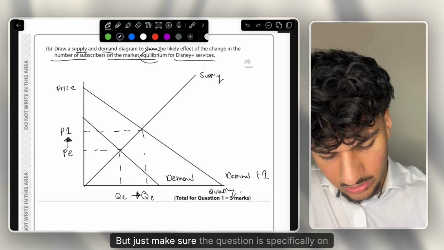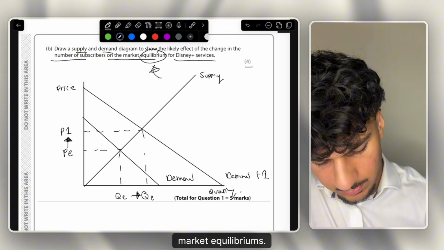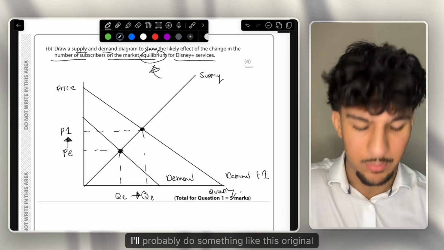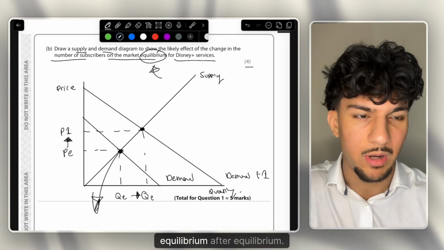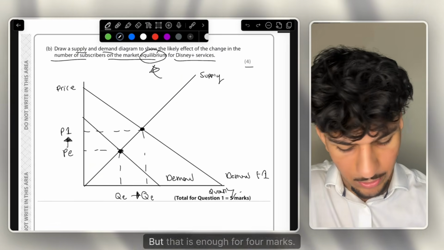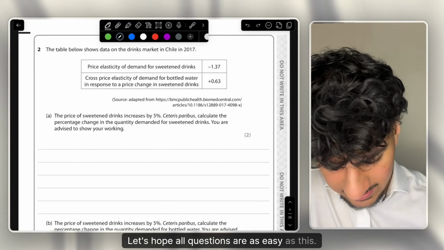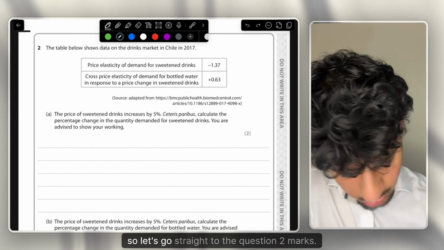But just make sure the question is specifically on market equilibriums. So I'm just going to label up the market equilibriums. In the exam, I'll probably do something like this: original equilibrium, after equilibrium. But you don't actually have to do that. But yeah, that is enough for 4 marks. And let's move on to question 2. Let's hope all questions are as easy as this. But okay, so let's go straight to the question.